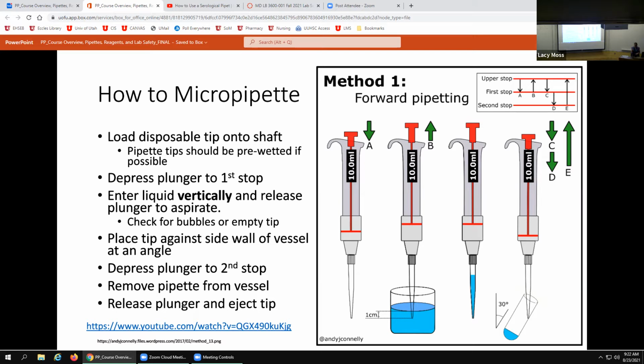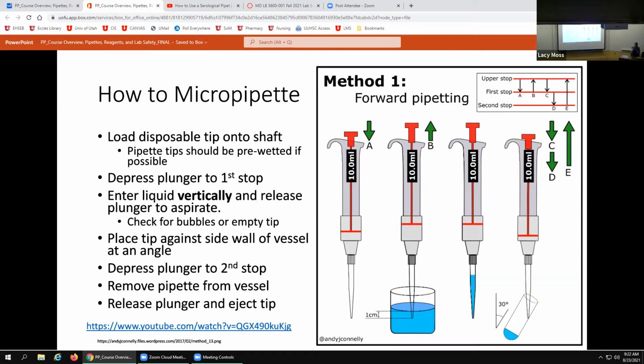You can pre-wet it by pipetting up and down a couple of times. Some of our samples, because they've been centrifuged, you're not going to be able to pre-wet the tip. The pipette's more accurate if you pre-wet it, but it's not the end of the world if you can't based on your specimen type. To fill it, you will push it down to the first stop, enter the liquid vertically. A lot of people try to go at an angle. It's not as accurate that way. So you want to enter vertically, enter the liquid, release the plunger slowly to aspirate.